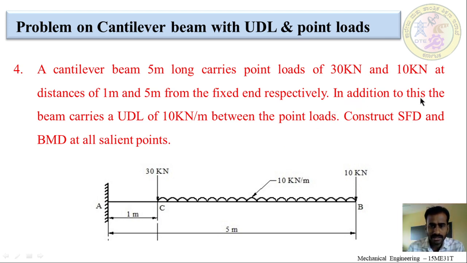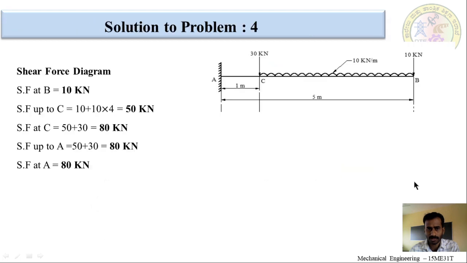And in addition to this, the beam carries a UDL of 10 kilonewton per meter between the point loads. So, between point loads it is carrying a uniformly distributed load of 10 kilonewton per meter, as we have represented in this sketch. What we have to do? We have to construct shear force diagram and bending moment diagram. Now, we will go to the solution to the problem number 4. Again redraw the sketch and solve for the shear force values.